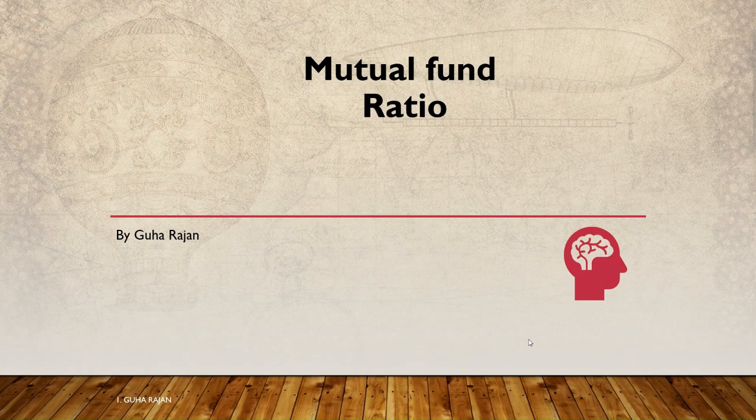In the earlier presentation, we saw the different ratios on the stock. And this time, we look at the mutual fund ratios. As you might be aware, with a mutual fund you don't have direct control. You have a fund manager who is supposed to be an expert, and he does the investment on your behalf. He gets his remuneration through the expense ratio, which is charged to the investors.